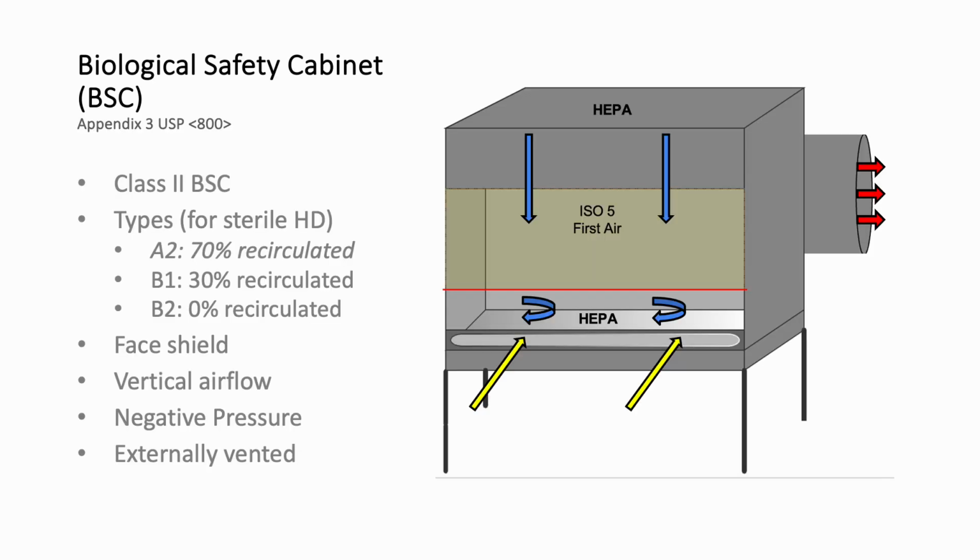This is an example of a Class 2 biological safety cabinet, and there are subtypes of these types of cabinets. The subtypes are an A2 with 70% recirculated air, B1 with 30% recirculated air, and B2 with 0% recirculated air. There's a face shield that goes down to a safe area that's noted on the front of the biological safety cabinet where an alarm will sound if it's unsafe to use. It's going to be vertical airflow with negative pressure and externally vented to the exterior of the facility.